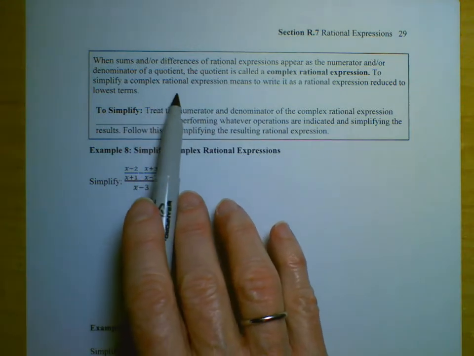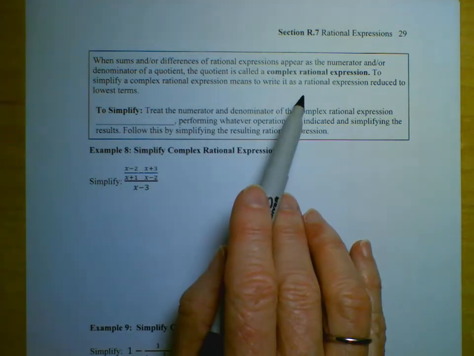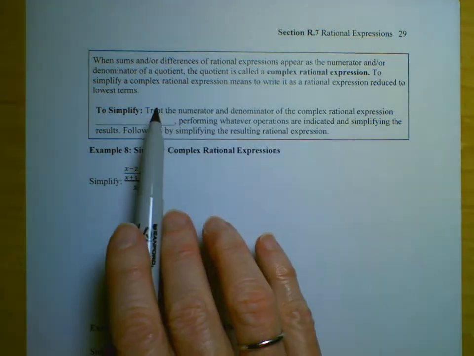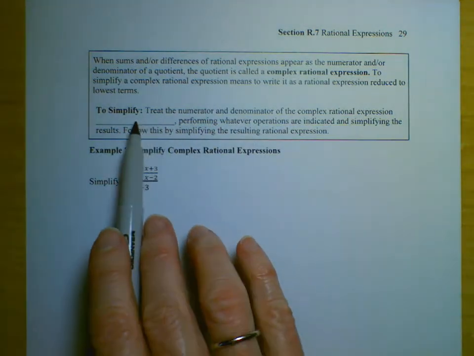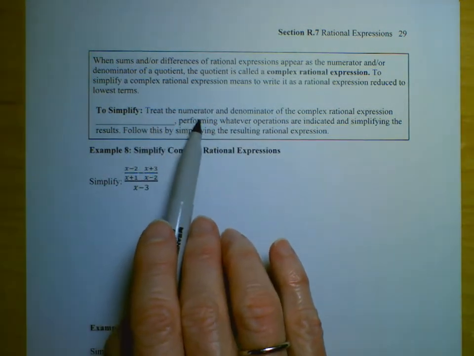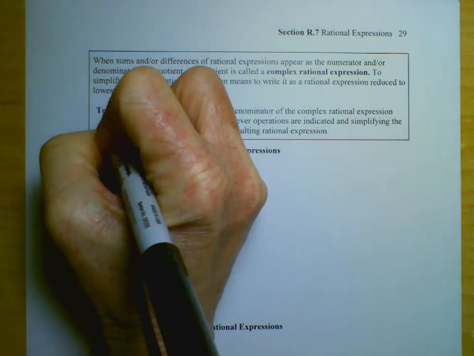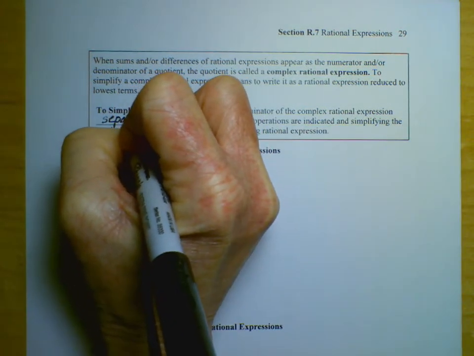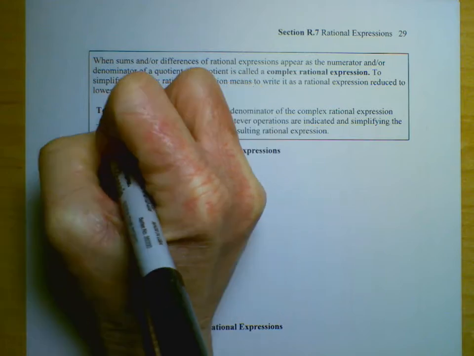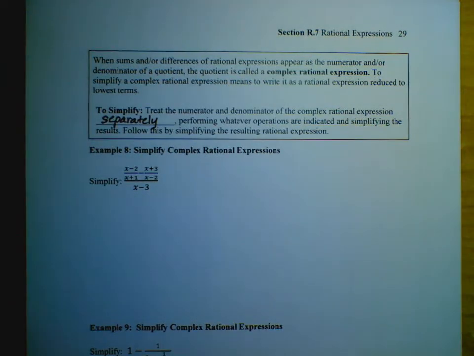So to simplify a complex rational expression means to write it as a rational expression reduced to lowest terms. This is how we're going to simplify. We're going to treat the numerator and denominator of the complex rational expression separately, performing whatever operations are indicated and simplifying the results. And then we'll follow this by simplifying the resulting rational expression.